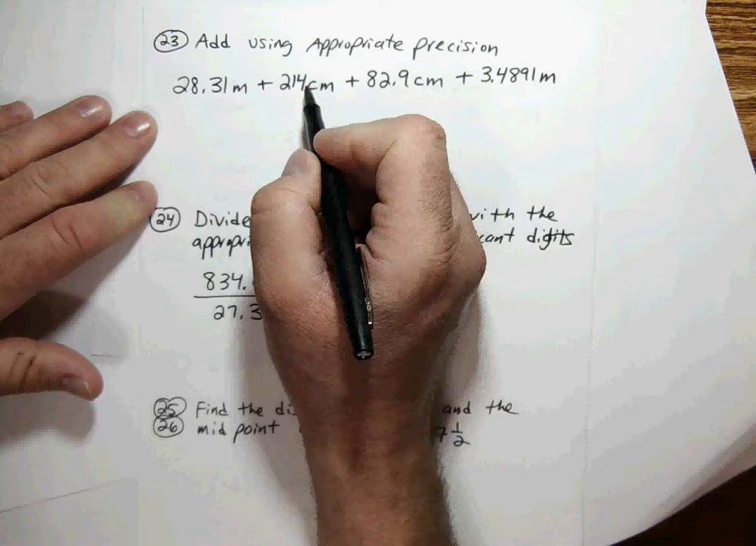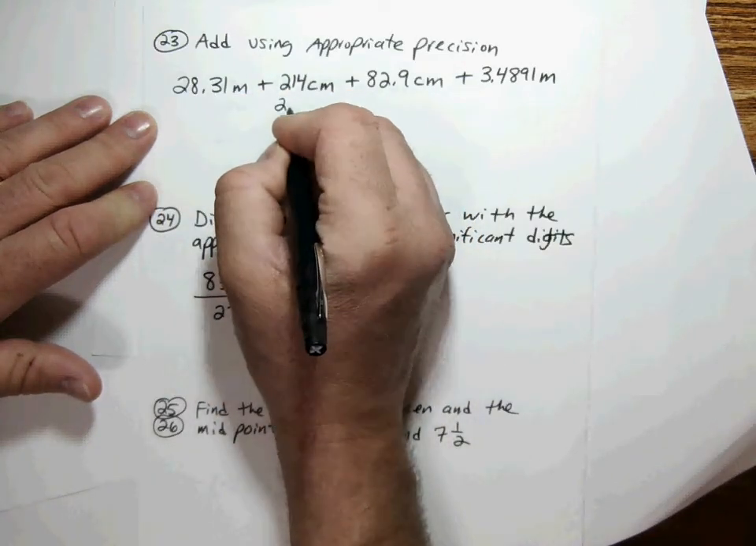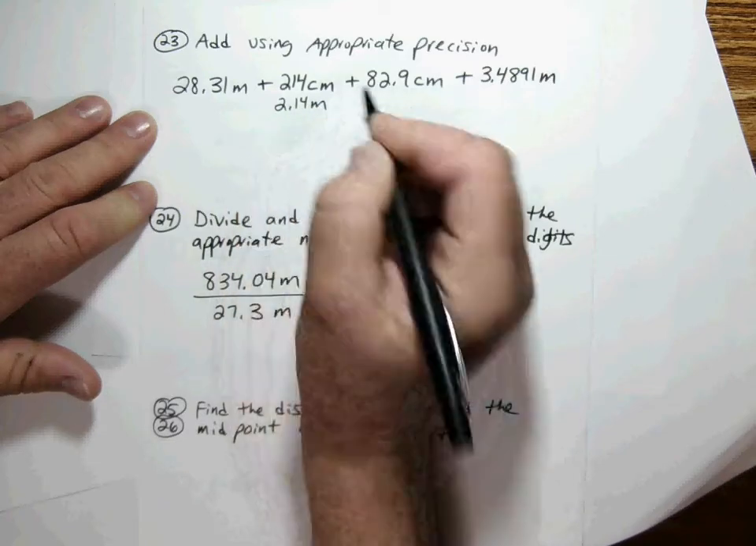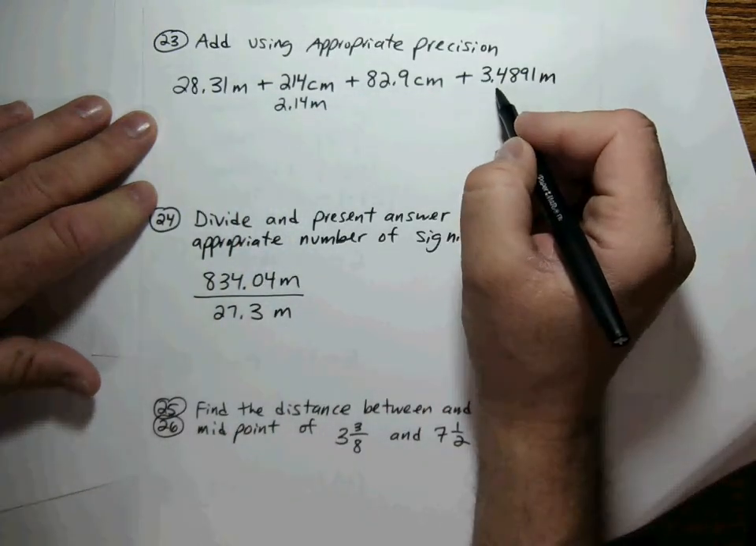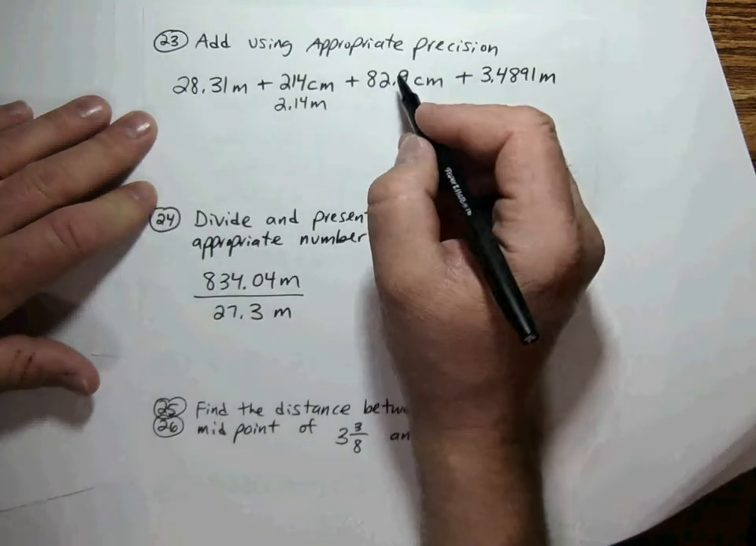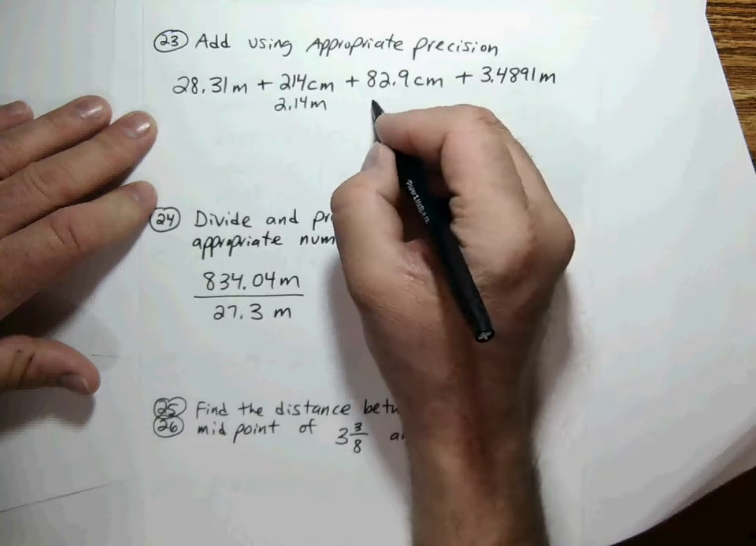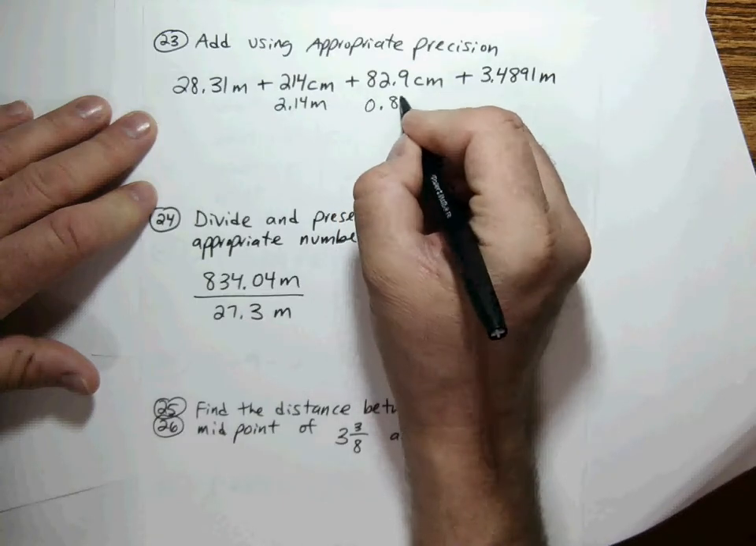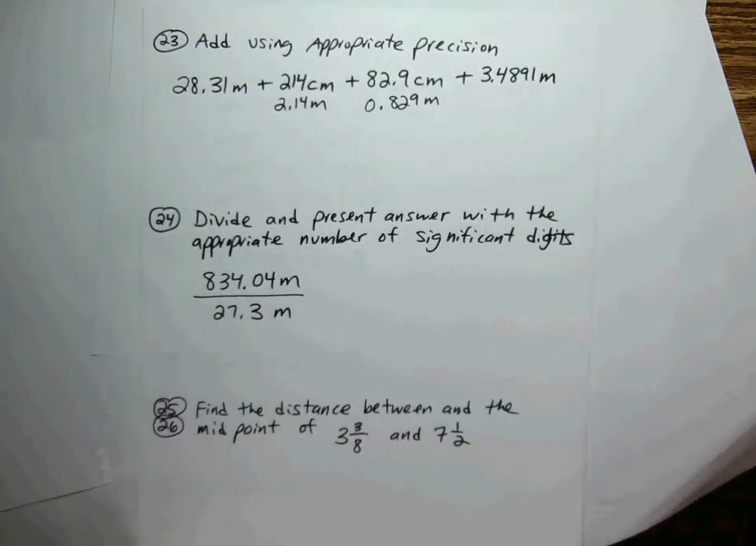So centimeters, I'm going to have to move those decimals 2 places to the left. So 2.14 meters to turn that into meters. And then this one also, that's already meters. This one also 2 places to the left to turn that into meters. 0.829 meters.